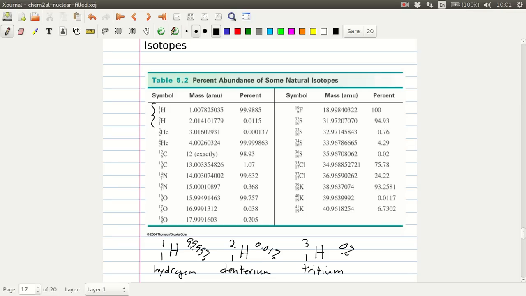And we see that carbon has 2 main isotopes. Oxygen has 3 here. Chlorine has 2. Potassium has 3 main isotopes. You can look up tables of this information on the internet.